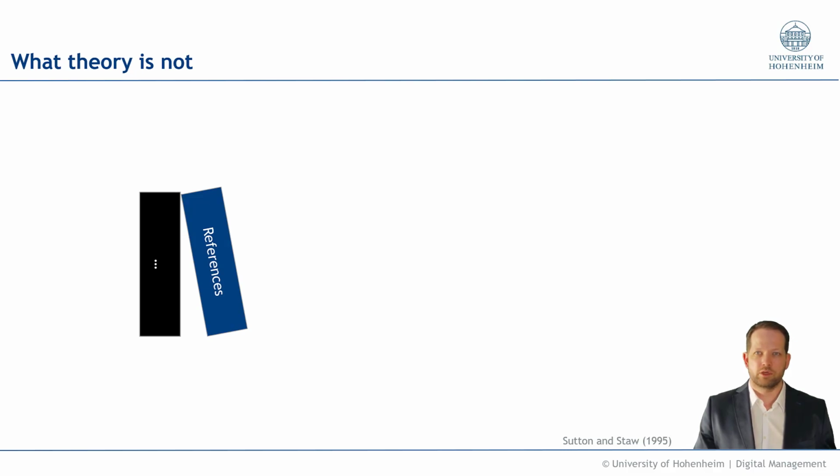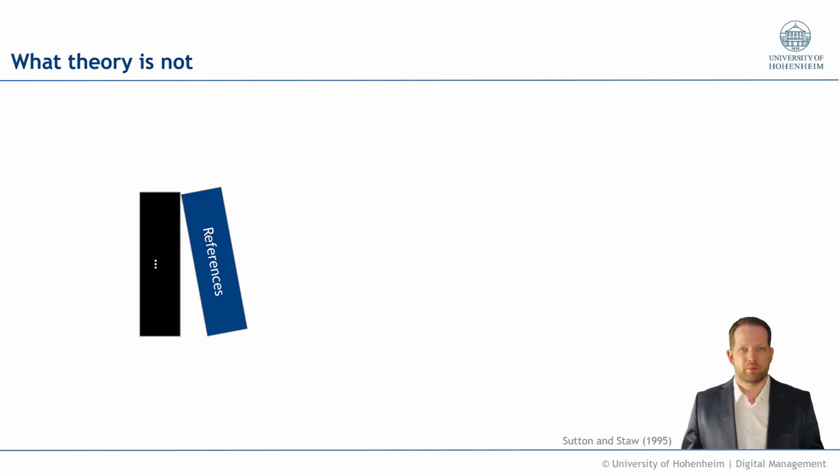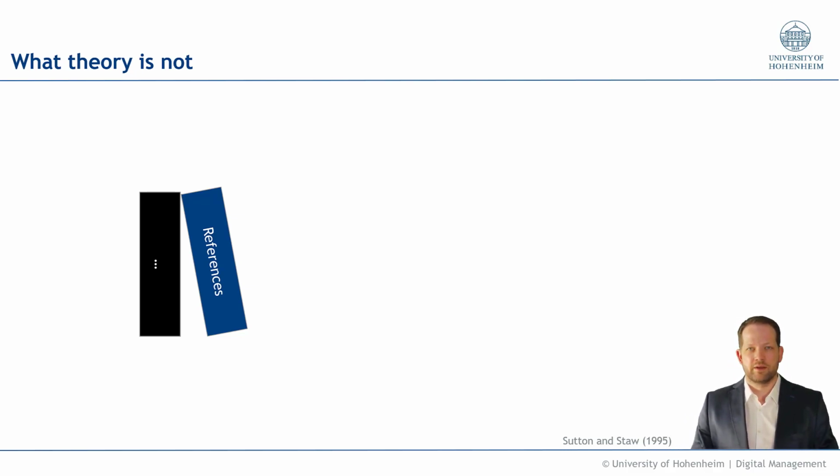Well, theory, according to them, is not references. If you look at academic papers, you see many references. You always have the list of references at the end. And in the text, you always have brackets with numbers in there or parentheses with names of authors and dates, like you see here on the bottom of the slide where I reference Sutton and Storr.